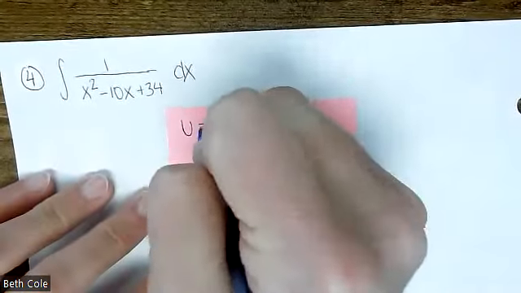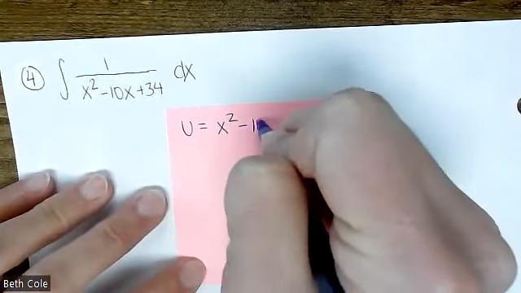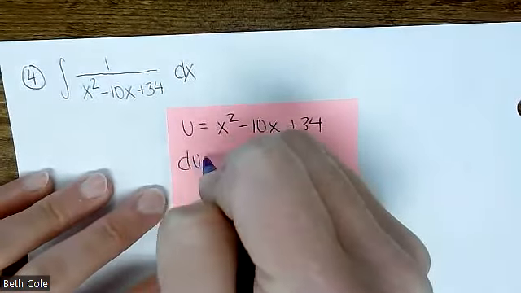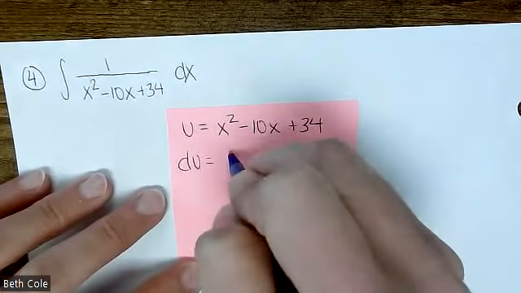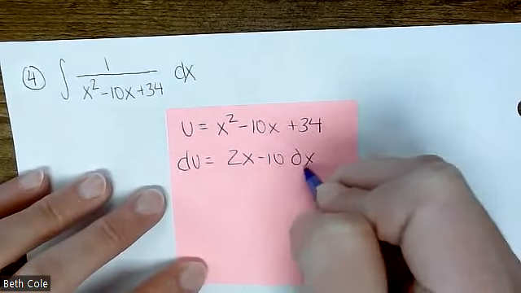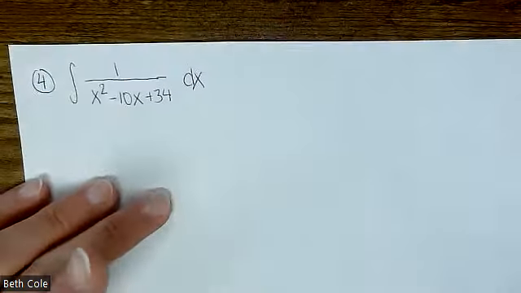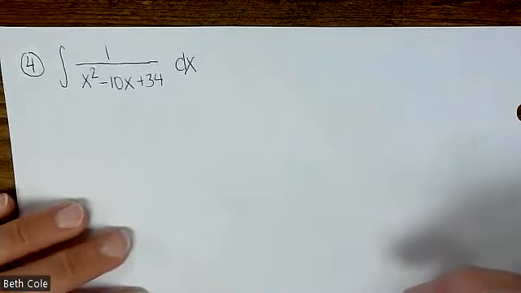If you were like, hey, let me let U equal that denominator. Remember how I said that's like your Hail Mary? Just let U equal the denominator. Well, what would DU come out to be? That has to be in the problem somewhere, is it? No, so that won't work. It just won't work. You got to try something else.